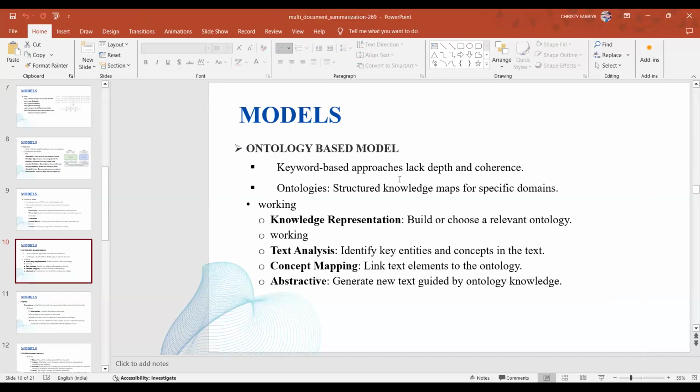Then there is the ontology-based model. It depends on depth: the more depth it goes, the better the summary we produce will be. In the same way, it undergoes knowledge representation. Then it undergoes text analysis, where it identifies the key entities and concepts in the text. Then a mapping will be done. Then abstractive generation produces new text guided by ontology knowledge. It will produce new text based on its knowledge.